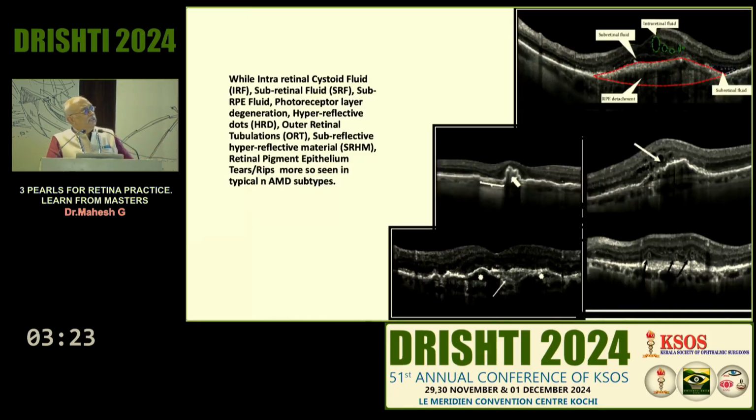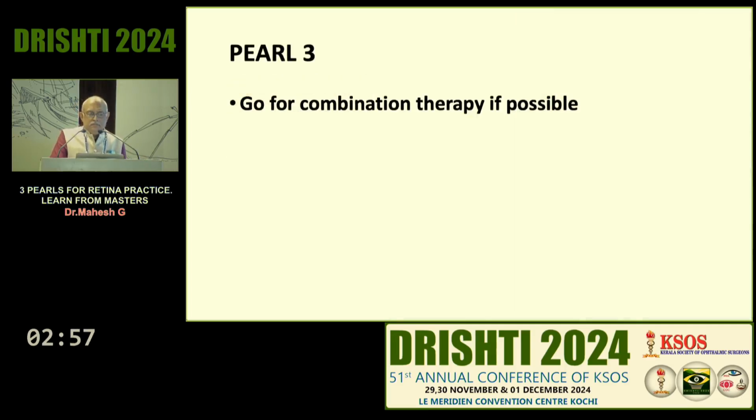While in CNVM you get subretinal fluid, photoreceptor degeneration, hyperreflective dots corresponding to exudates, outer retinal tubulation, SHRM, subretinal hyperreflective material, maybe vascular, or retinal pigment epithelial tears and rips. These are all more features, especially IRF, of neovascular AMD.